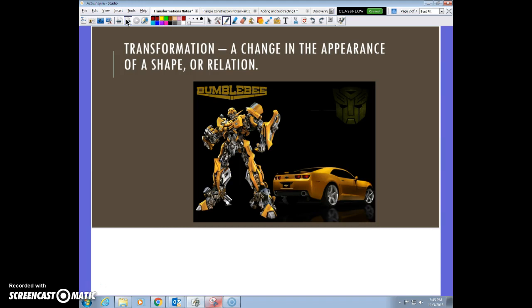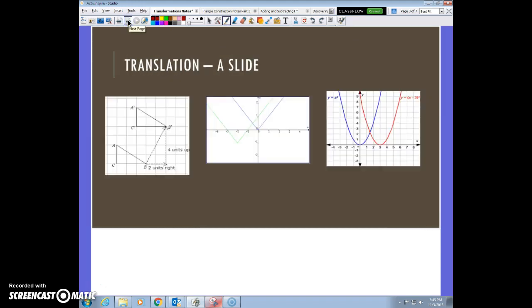So the reason I'm telling you this is because sometimes people get transformations and translations mixed up. Transformations like a transformer, all kinds of stuff's going on. A translation, though, is just a slide. Okay, and we see translations a lot in geometry, but we also see them with graphs. Okay, so what's happening here on this first illustration, this is more of a geometrical example.